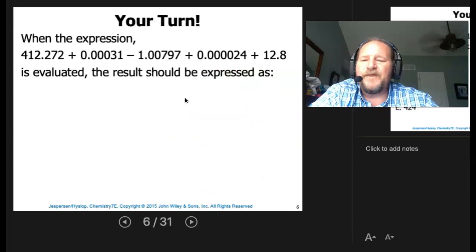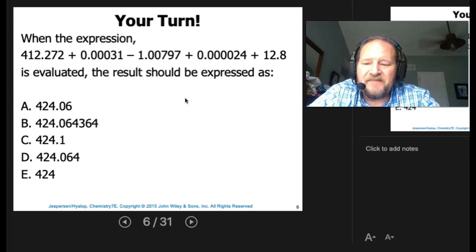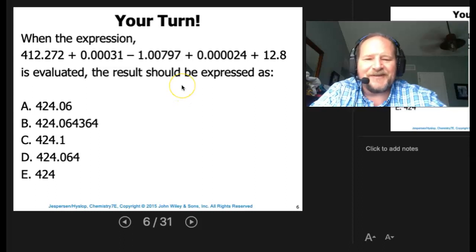All right. When the expression 412.272 plus 0.00031 minus 1.00797 plus 0.000024 plus 12.8 is evaluated, in other words, if we do the calculation, your answer should be expressed as 424.06, 424.064364, 424.1, 424.064, or 424. This is exactly like Mr. Caro's multiple choices on exams.